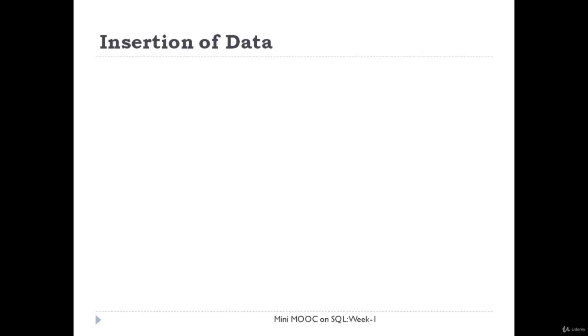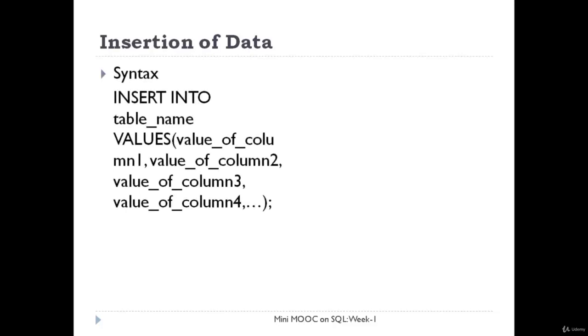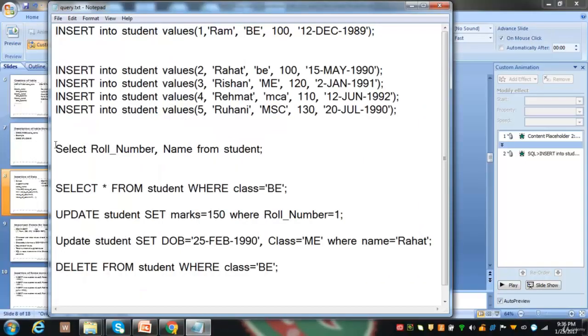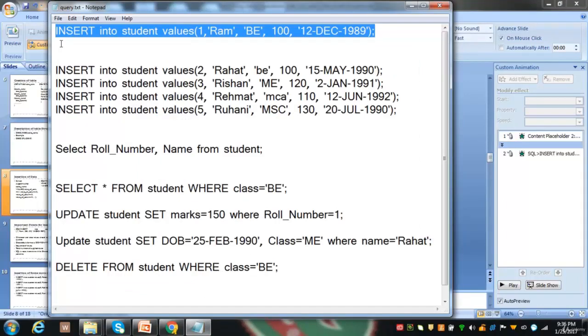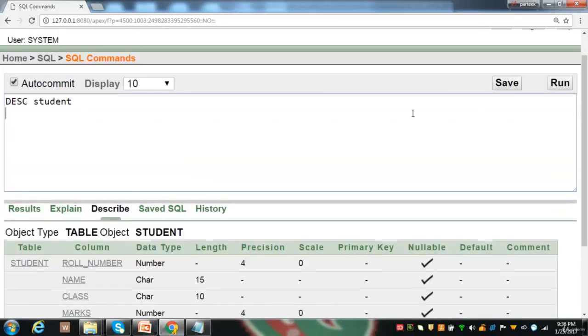Let us insert some records in this table. For this, you can use the insert statement, and its syntax is insert into table name, values, value of column 1, value of column 2, and so on. Let us put these values for record 1, and the insert statement will look like this. Let us execute this statement to insert a record in SQL. So for this, I will copy this insert statement and execute it in the SQL interface.